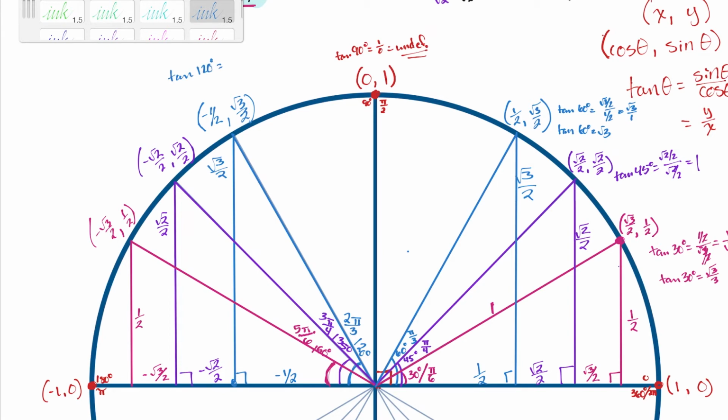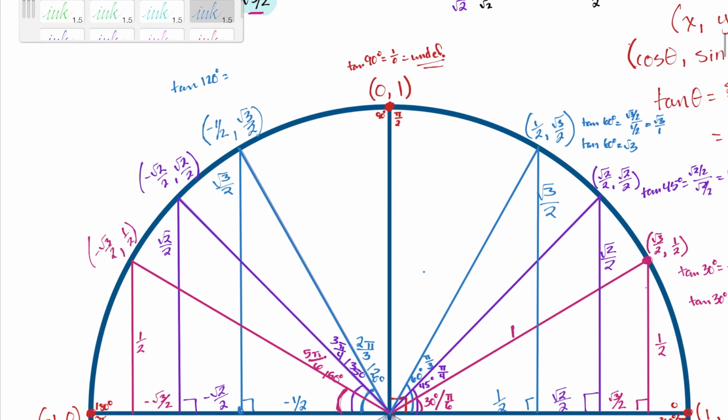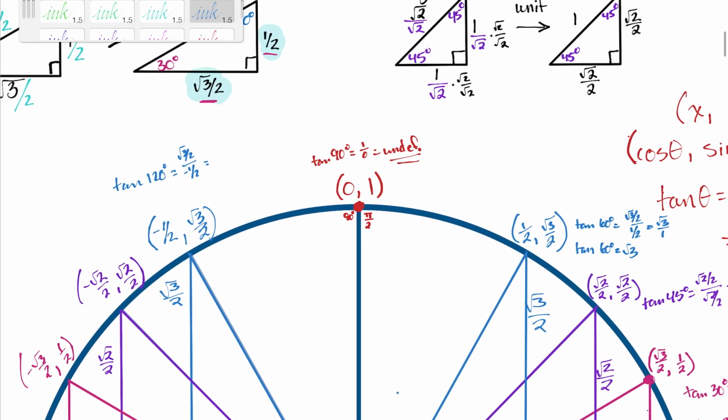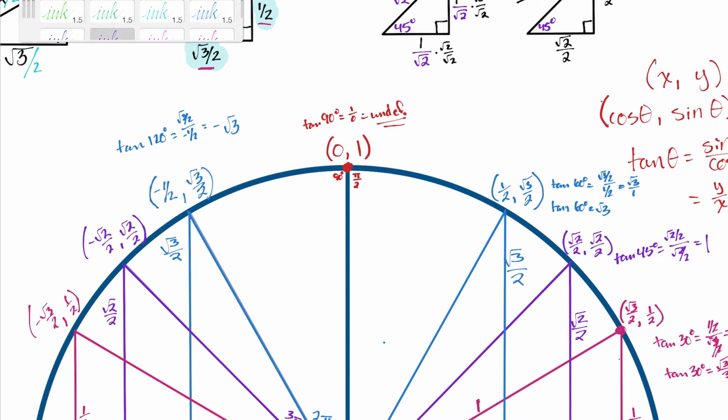So my tangent of 120 degrees, we're doing, again, our sine over cosine. And so this is going to be almost exactly the same as our tangent of 60 degrees, just it's going to be negative because that x value is negative. So our tangent is also negative in the second quadrant. And so I can do the same thing with the rest of this.